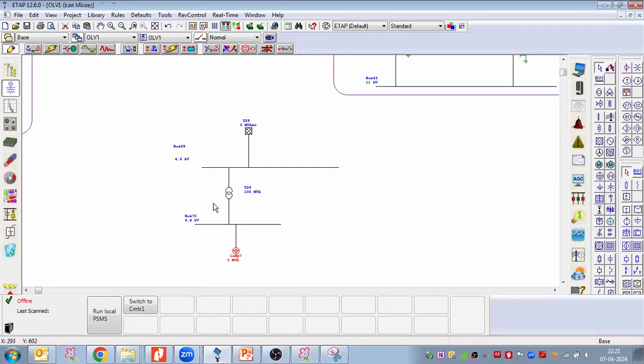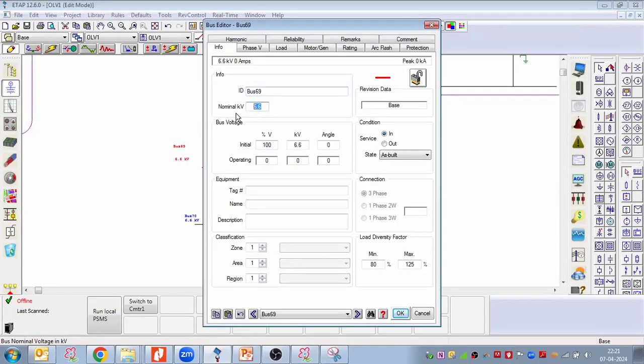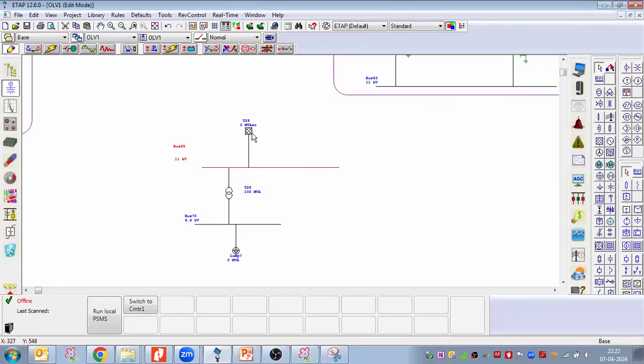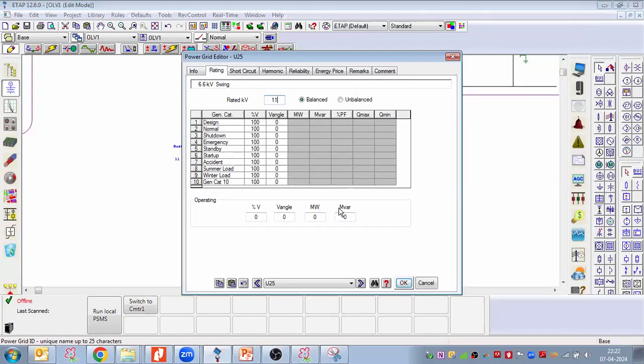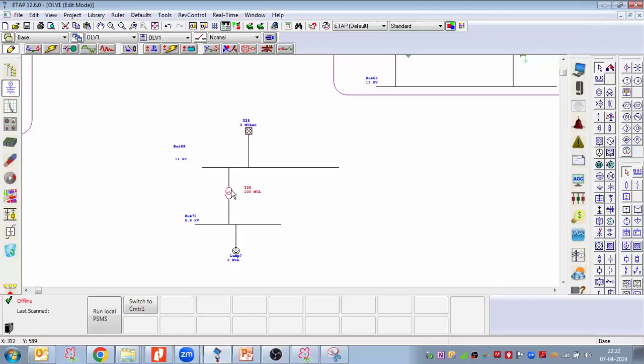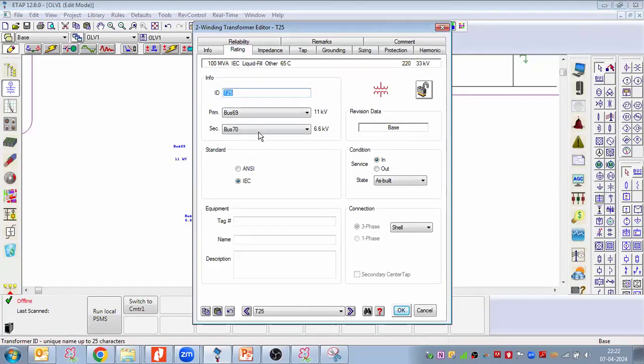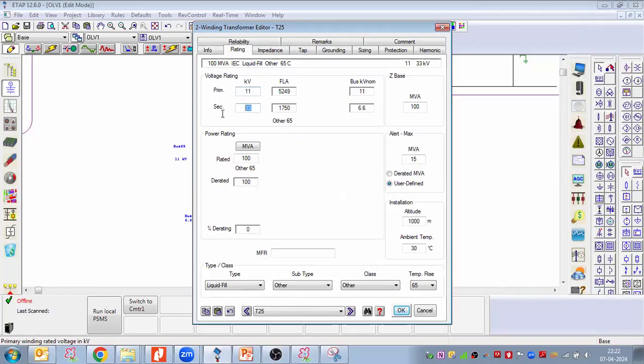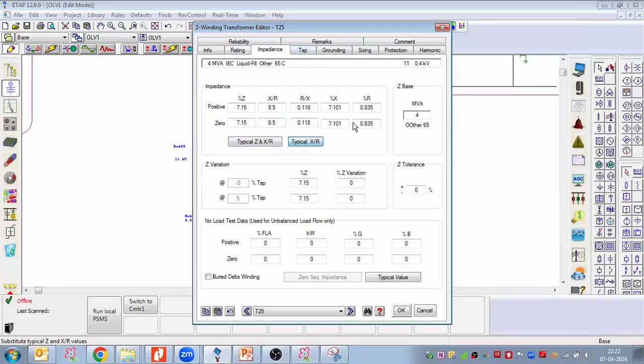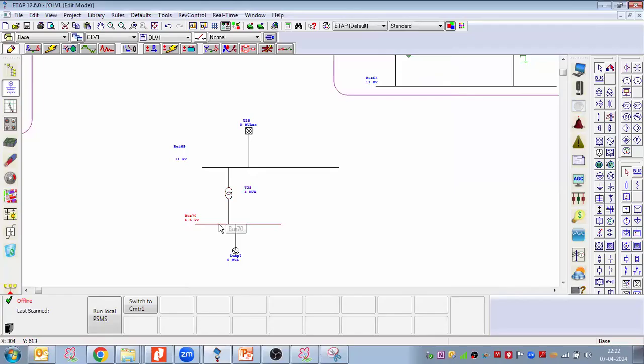Now let us take this as a 33 by 11 kV, or 11 kV by 0.4. So let us take this as 11 kV. Our general practice is an 11 kV bus bar, and my source is also 11 kV, right? Transformer, let us take any 4 MVA transformer, and here 0.4 secondary voltage. Let us take a small 4 MVA transformer only. Let us take the typical impedance; I'll come to the impedance as well.